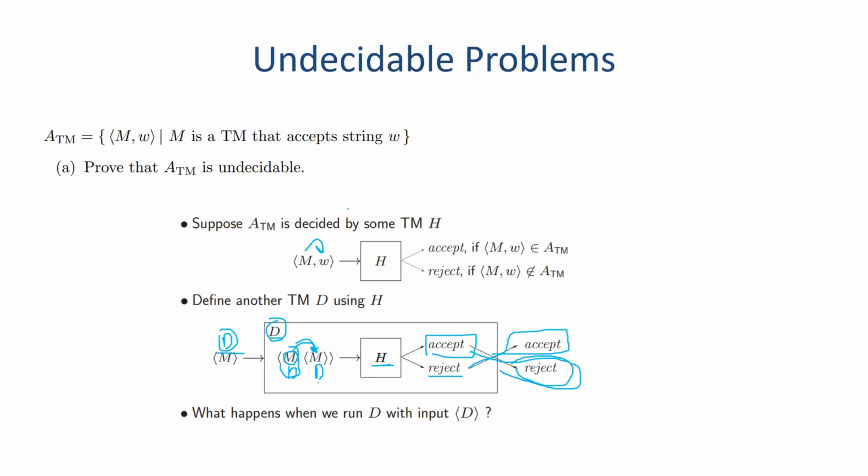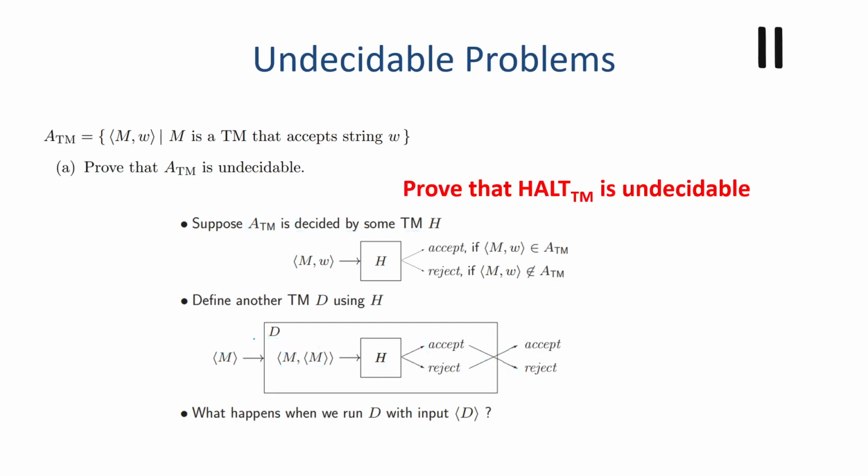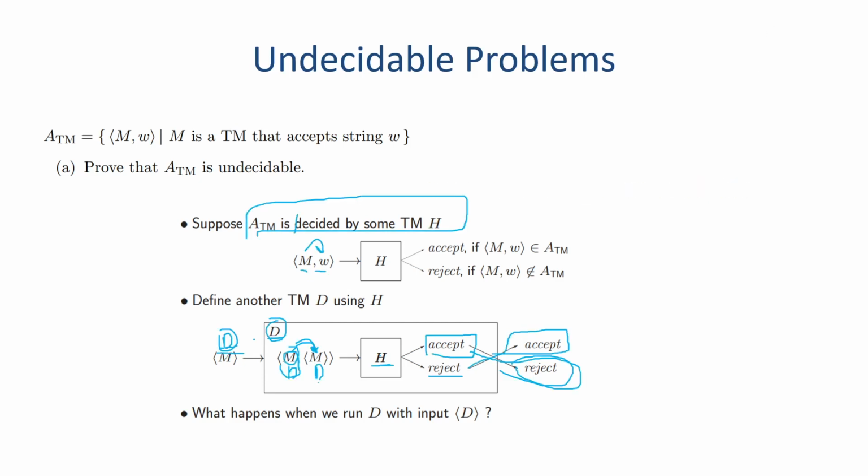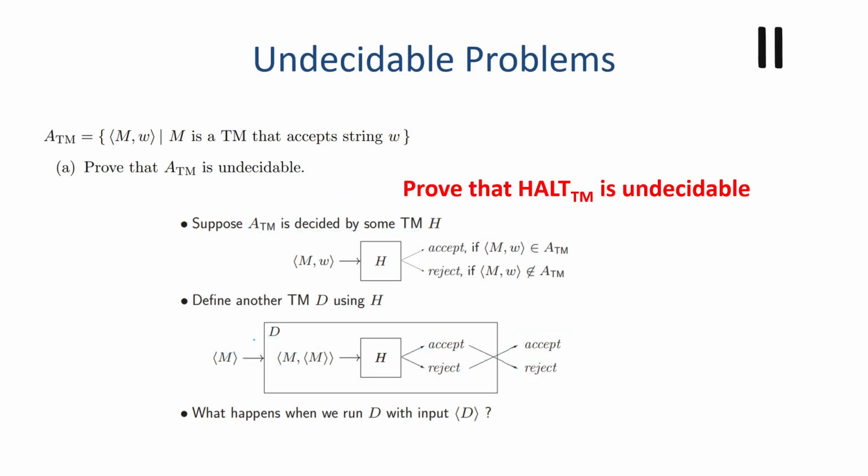And remember, H is a machine that we assumed decides ATM. So it should always correctly tell us whether M accepts W or not. In this scenario, M and W just happen to be the same machine, like D is taking itself as input. So we were able to do a construction that doesn't work, so yeah, it doesn't exist. Now, as an exercise for yourself to really see if you get it, prove that HALT TM is undecidable.